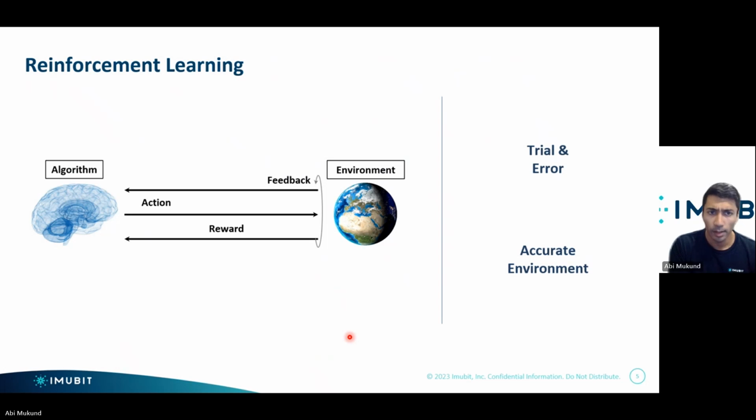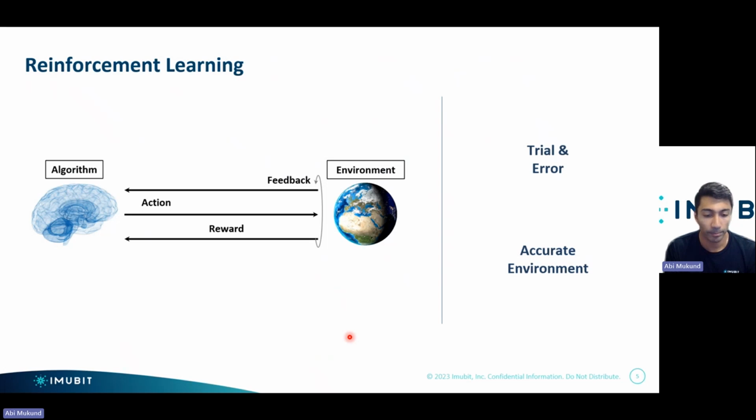There are two requirements you need to fulfill in order to conduct reinforcement learning. You need to allow this algorithm to trial and error many times, more than any human could ever do in their lifetime, till it learns right from wrong. And where it does this trial and error needs to be a very accurate reflection of what you're trying to do in the real world. This we commonly refer to as an accurate environment.